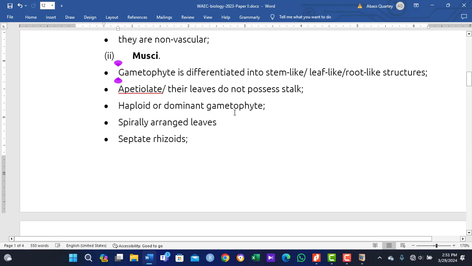Then we have septate rhizoids. They're multicellular.